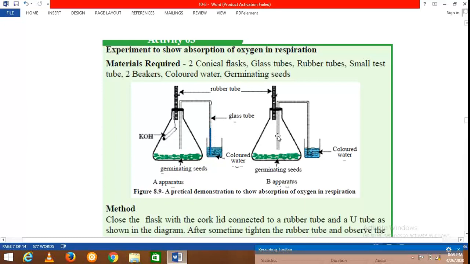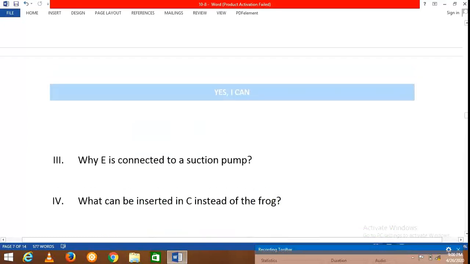But in B, oxygen gas is obtained and carbon dioxide gas is released. As we have assumed also, the volume of the two gases are the same. There is no space for this colored water to climb up or to rise along the U-tube. Therefore, colored water level in setup B does not change, but in A it will be changed. So we'll move on to the questions based on this activity.